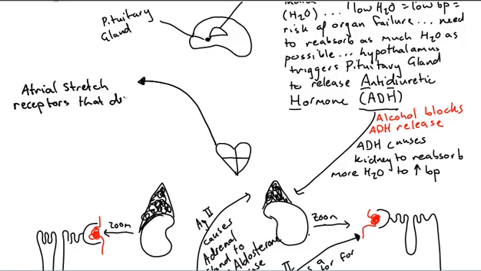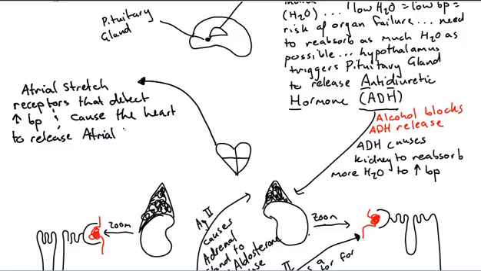In the heart, there are atrial stretch receptors that detect increased blood pressure and cause the heart to release atrial natriuretic hormone, ANH. And I'm just going to warn you right now, you need to know ADH, angiotensin II, renin, aldosterone, and ANH, and not confuse their functions.